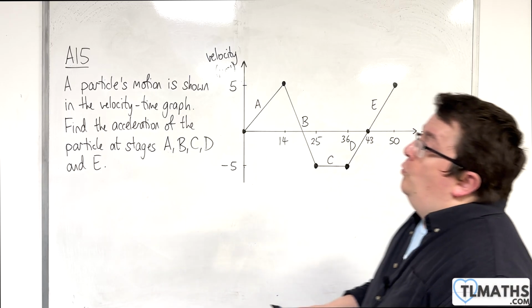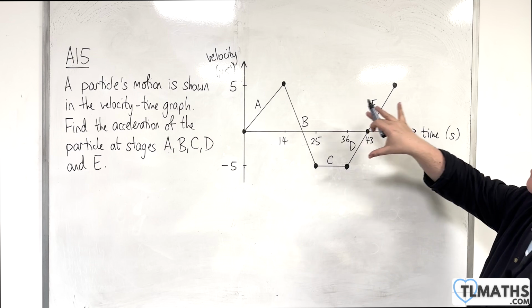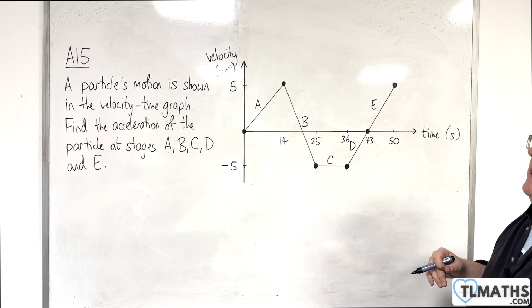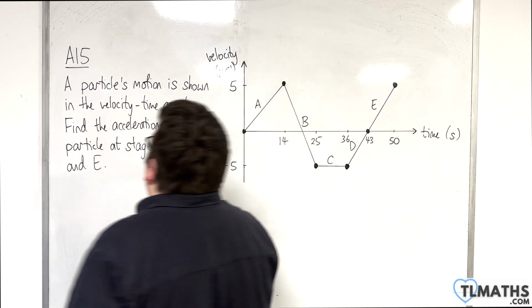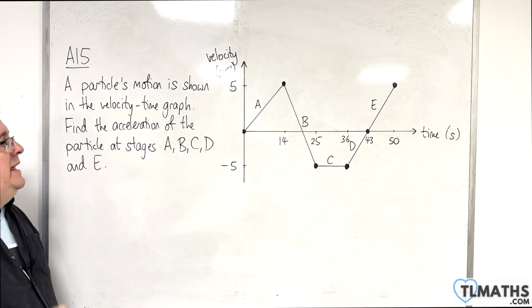So in this video, we have a particle's motion shown in this velocity time graph. And what we need to do is find the acceleration of the particle at stages A, B, C, D, and E.